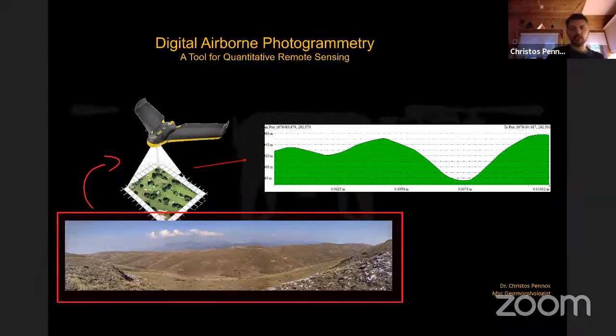Okay, so let's start today's topic, which is about digital air drone photogrammetry, a tool for quantitative remote sensing. What we are trying to explain today is how from this picture here, this landscape here, with the use of this small machine here, we are going to achieve something like what is seen here.